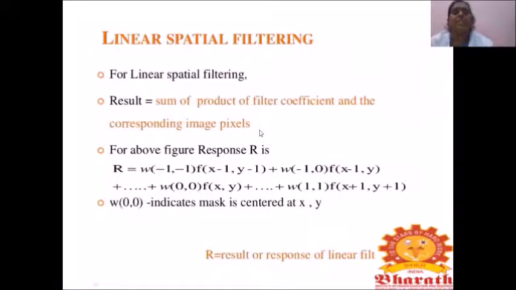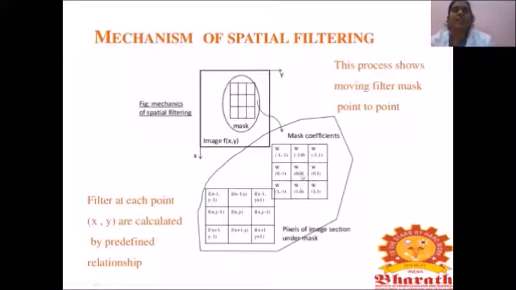Next, linear spatial filtering. Let me explain. Exactly, w of 0 comma 0 indicates the mask is centered at x comma y. The center of the mask corresponds to the center pixel, so this pixel is going to be replaced after completion of the mask operation.